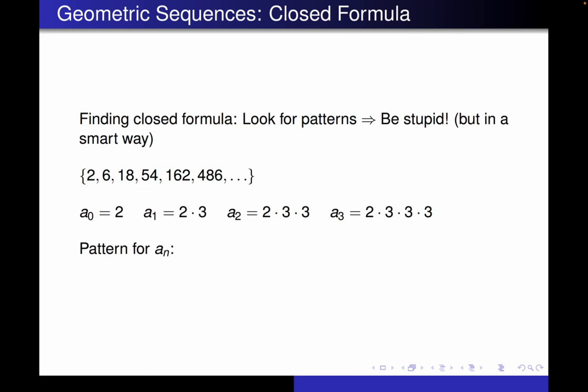Already, you're probably seeing a pattern for a sub n. If you're at a sub 1, you take 2 and multiply it by 1 factor of 3. If it's a sub 2, you take 2 and multiply it by 2 factors of 3. A sub 3, you take 2 and multiply it by 3 factors of 3. So for a sub n, you take 2 and multiply it by n factors of 3. So multiply it by 3 n times. So our a sub n is 2 times 3 to the n.